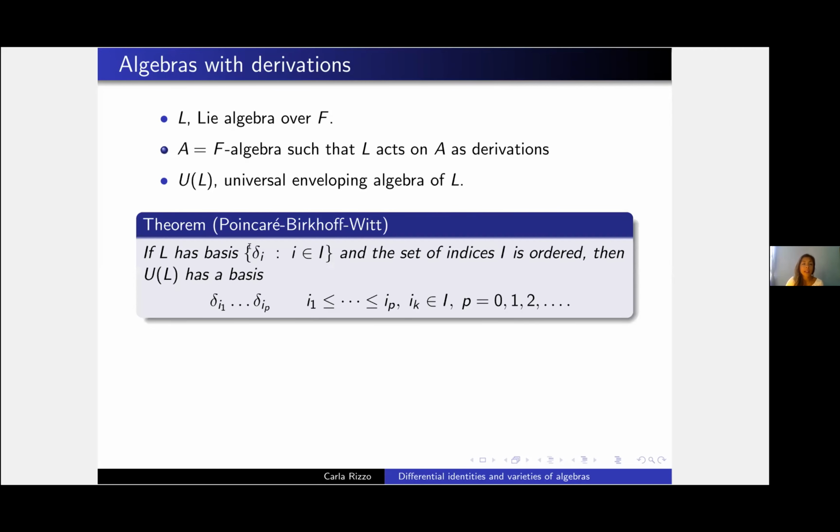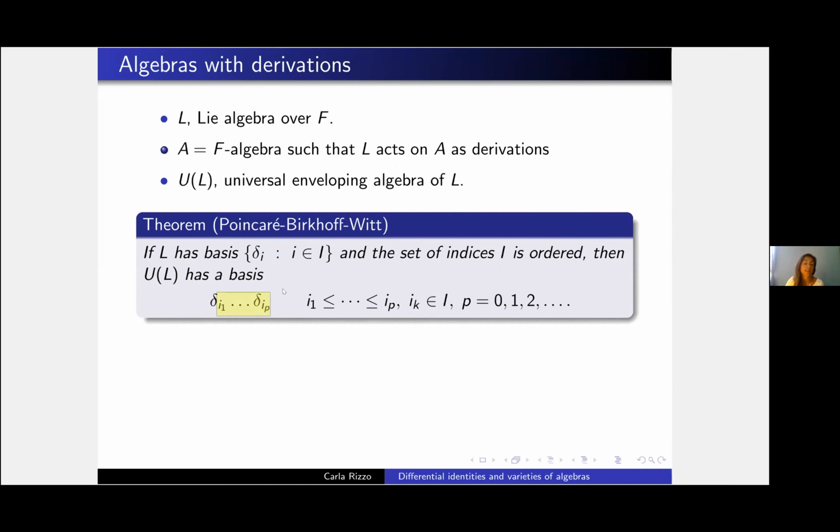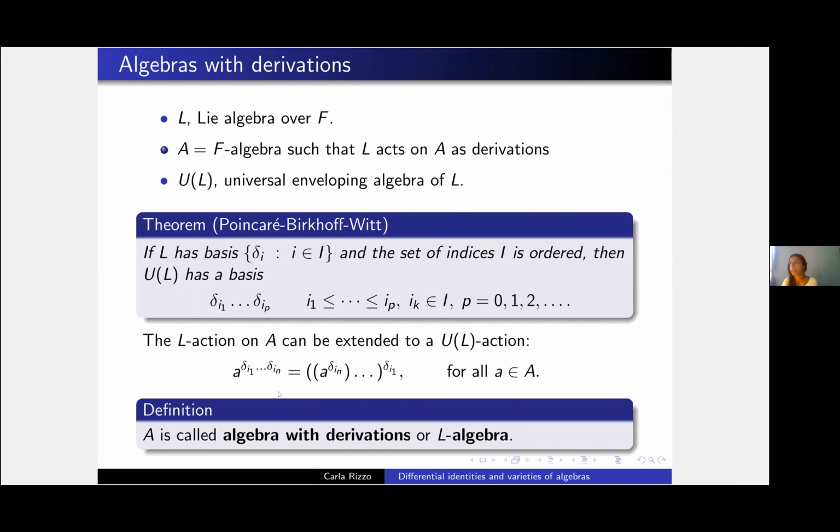In fact, by the Poincaré-Birkhoff-Witt theorem, if we fix an ordered basis of the Lie algebra L, then UL has a basis of this form, where the elements of the basis are words in the alphabet given by the basis of L, where the indices are ordered. By this theorem, we can naturally extend the L action on A into a UL action in this way. A product of derivations acts on A sequentially. In this way, A becomes a left UL-module, and we call it an algebra with derivations, or simply an L-algebra.